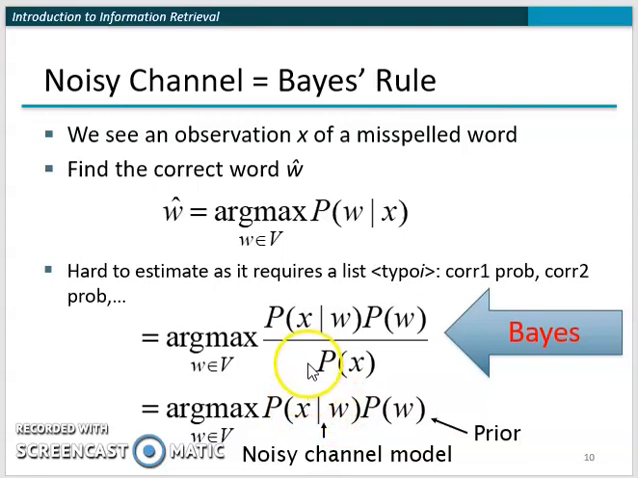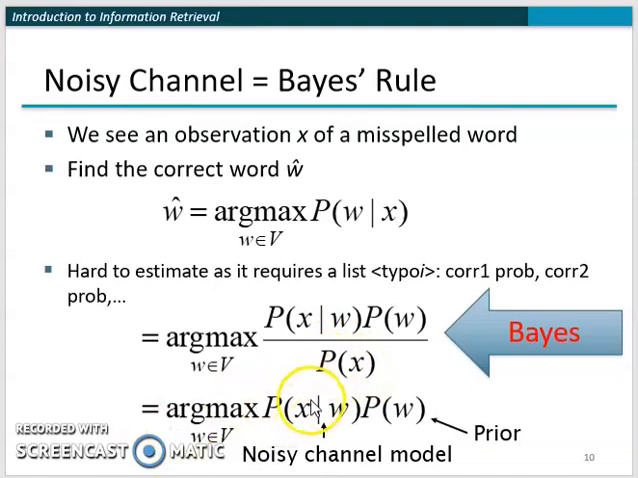Although we have ignored this P of X, let's discuss it as well. P of X is actually the probability of error, so it is quite hard to estimate. This is the total probability of this error. That means you'll need some past data to estimate how many times this error was actually made.